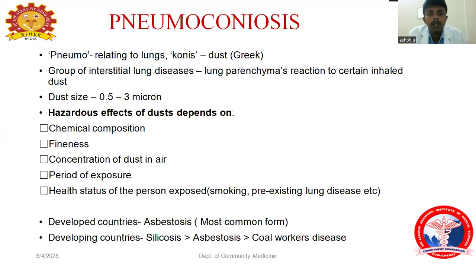So coming to the very important part in this chapter, that is called pneumoconiosis. The word means: pneumo relates to the lungs, and coniosis means dust. So dust in one form or another, based on the occupation, when it leads to lung disease, is called pneumoconiosis. It is a group of interstitial lung diseases. Here it is the lung parenchyma's reaction to certain inhaled dust. The dust size here is roughly between 0.5 to 3 micron.